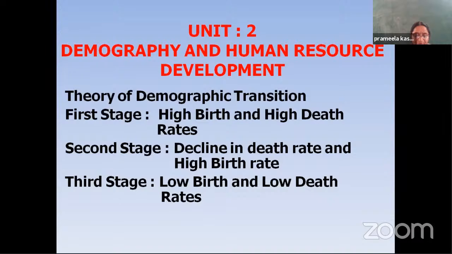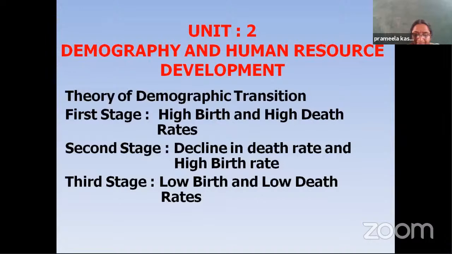Then according to Dolan, the demographic transition refers to a population cycle that begins with a fall in the death rate, continues with a phase of rapid population growth, and concludes with a decline in the birth rate. So it refers to the population cycle, how population increases and decreases. It is explained with the help of this theory.